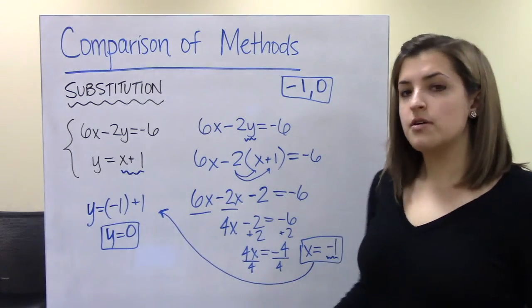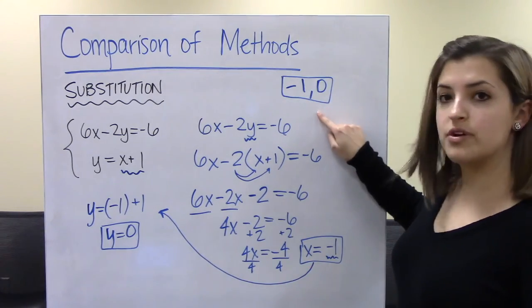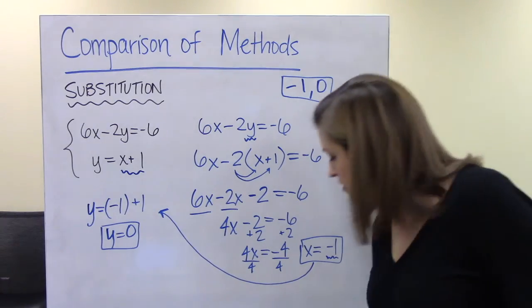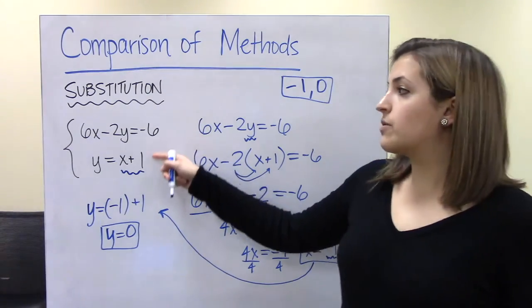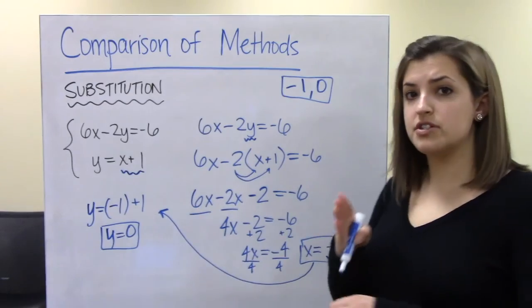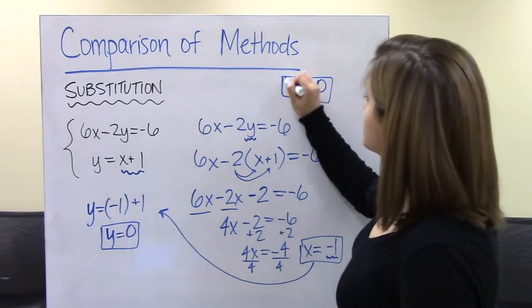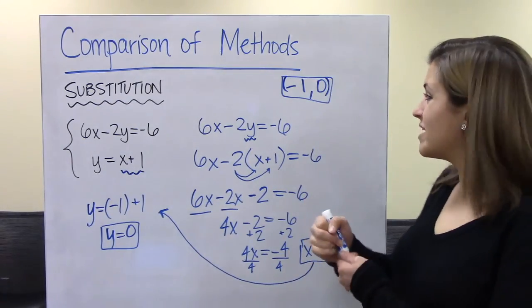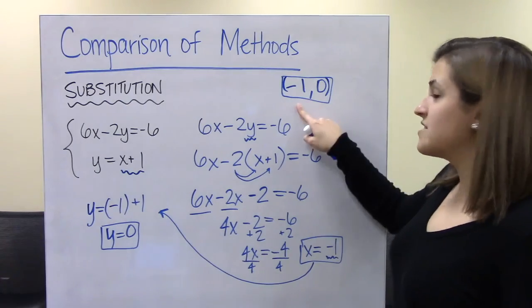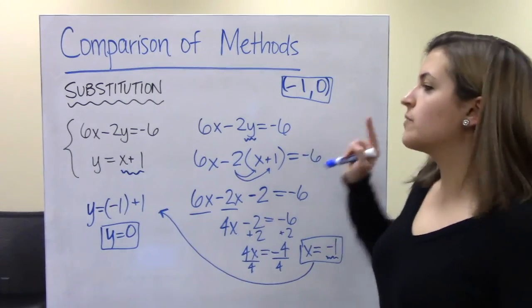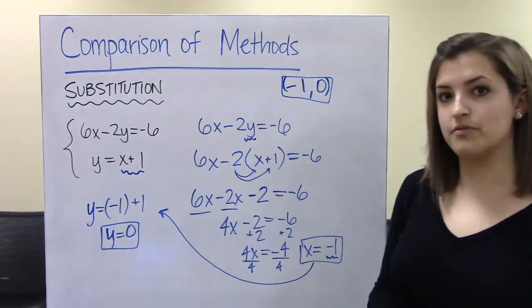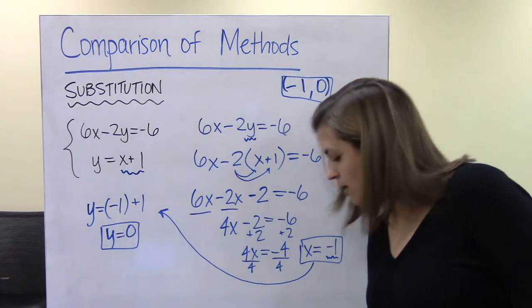This solution means that these two coordinates, this x and y coordinate, work for both equations. Now, both equations don't always meet up at the same x and y coordinates. In fact, they only meet up at this one. So when x is negative 1 and y is 0, we're going to get the same answer for both of these equations. All right, let's move on to elimination.